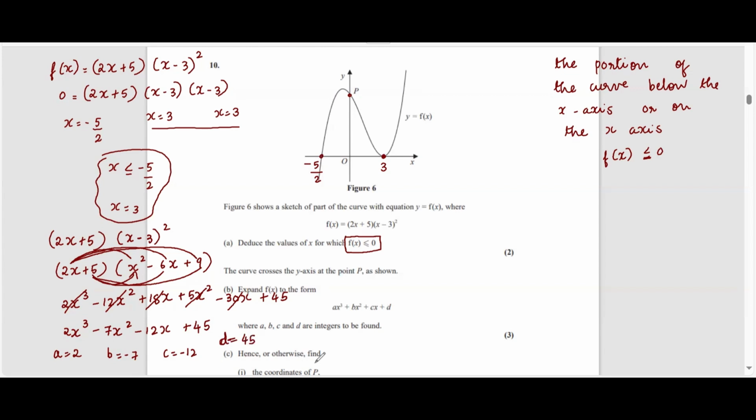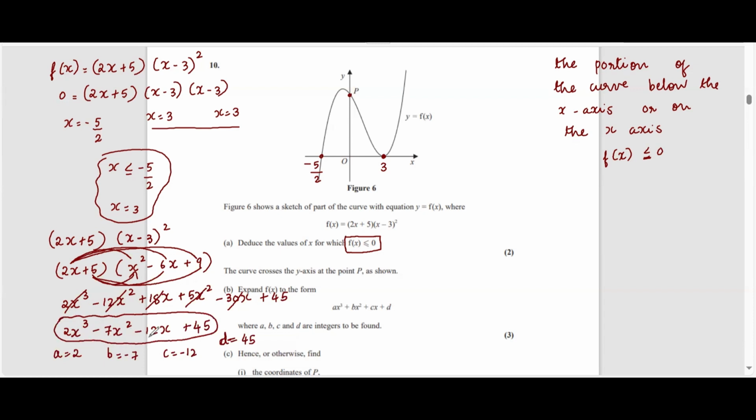Hence or otherwise, find the coordinates of P. We know that P is the y-intercept. So how do we find out the y-intercept? Just substituting in this equation. In this equation, substitute 0 for x here.